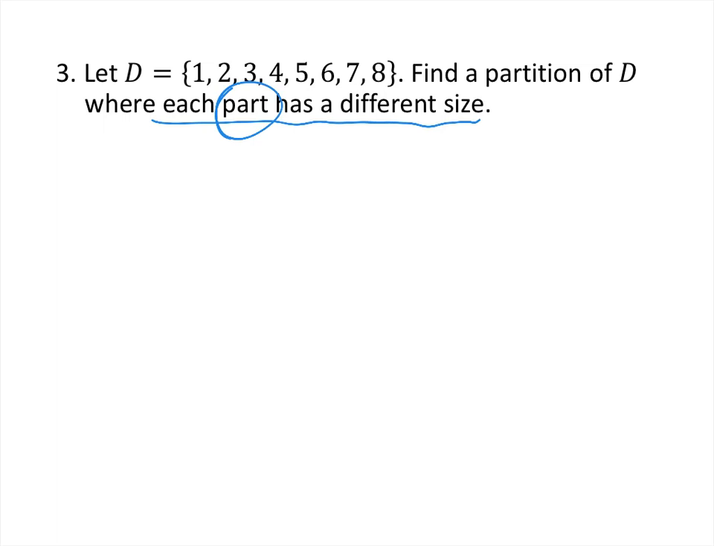So there's different ways that I can do this. I could have a part of 3 numbers and the other part has 5 numbers. Or I could have 1 number by itself and then 3 numbers and then 4 numbers. There's different ways to break this up.